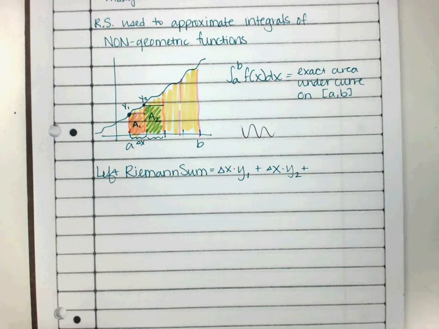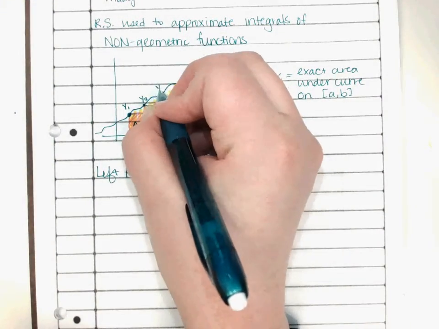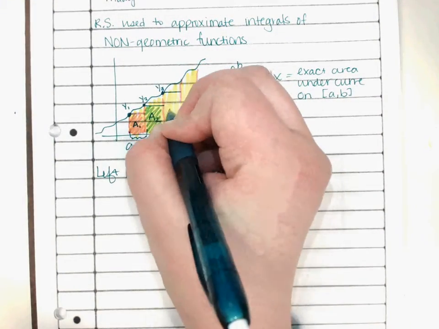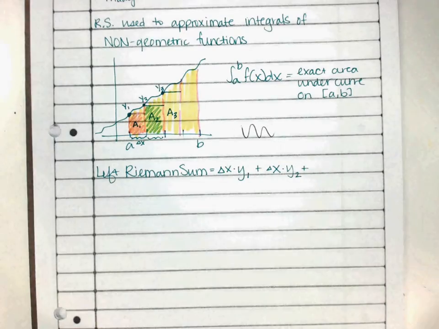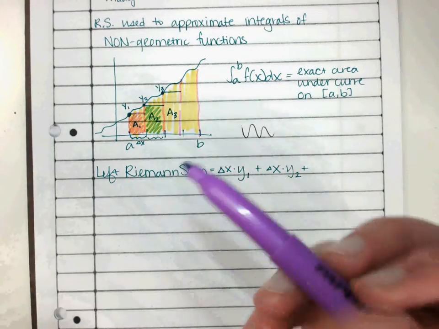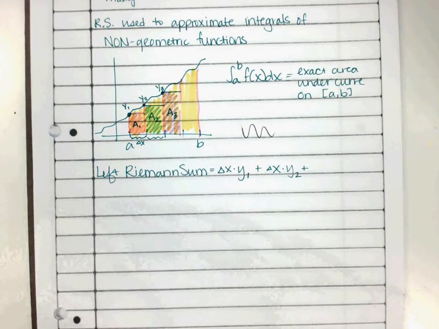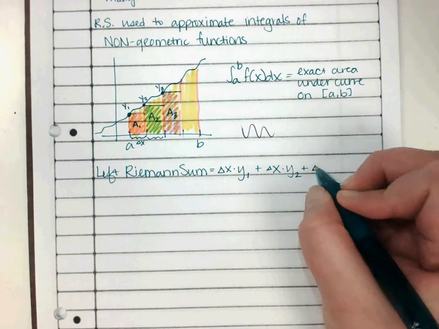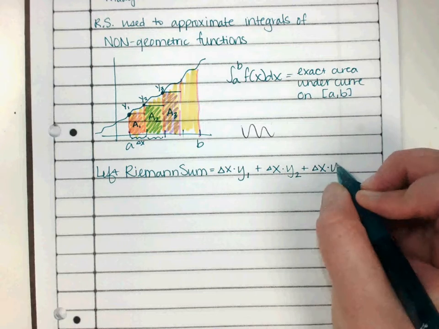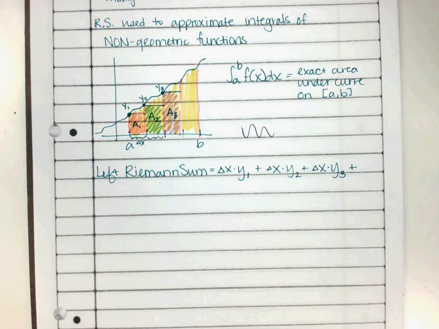Okay, now we're going to do a third rectangle. We'll do this one in purple. Okay, y3 is right here. I'm going to use the height of y3 to create a third rectangle. Then I'm going to compute its area doing base times height. The width of the base is delta x. And then y3 is the height of the third rectangle.